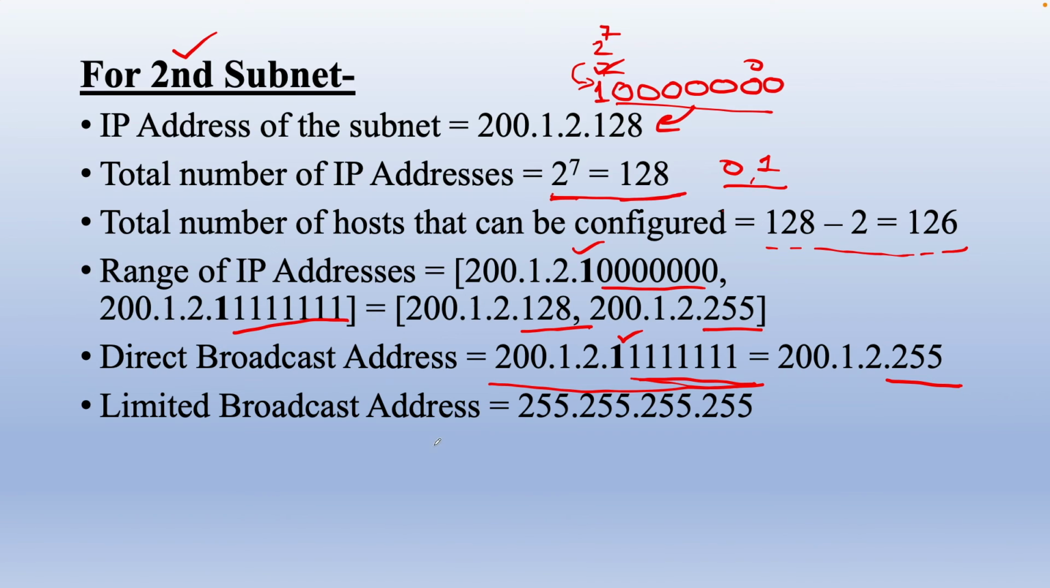Now the limited broadcast address, I already mentioned, is always the same, that is 255.255.255.255. This does not change for networks. It is always the same.